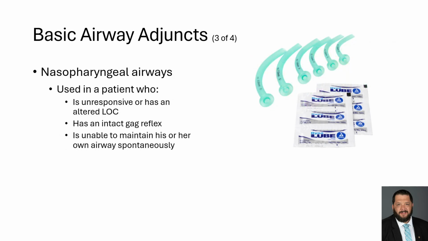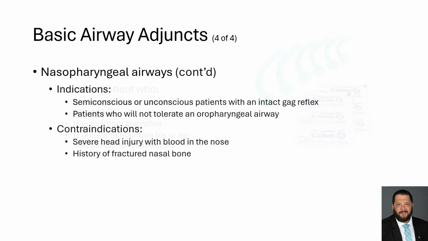The other type of basic airway adjunct that we use are the nasopharyngeal airways, or the NPAs. These are used in patients who are unresponsive or have an altered level of consciousness, but still have an intact gag reflex and have an inability to maintain their own airway spontaneously. Unlike the OPA, the NPAs are inserted into the nares of the nose and pass through the nasopharynx into the oropharynx to allow passage of air. It's indicated if they are semi-conscious or unconscious with an intact gag reflex, and otherwise patients who won't tolerate oropharyngeal airways.